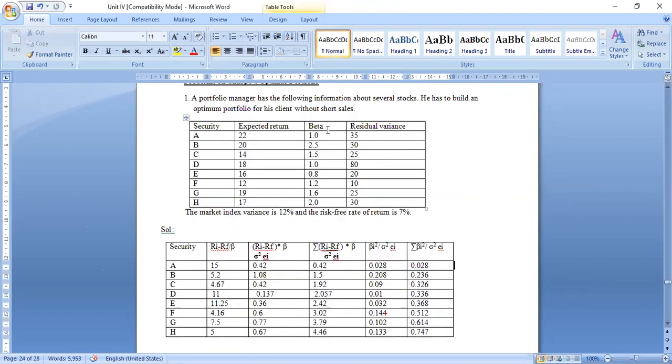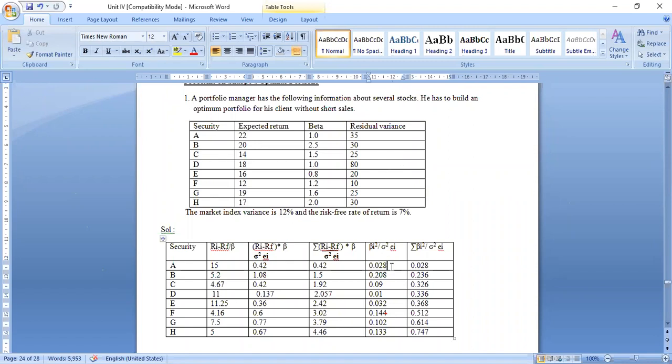We are just given a beta, we have to square it and divide by the residual variance. You need not square this because it is already in the form of variance. If it was standard deviation, then you have to square it, else not required. So the beta value, that is 1.0 square divided by 35, will give you 0.028 here.